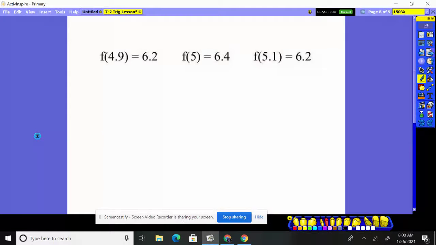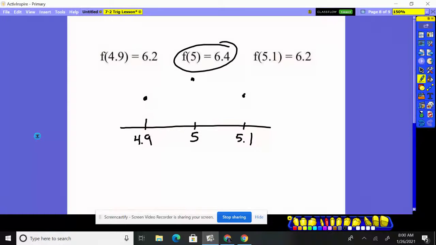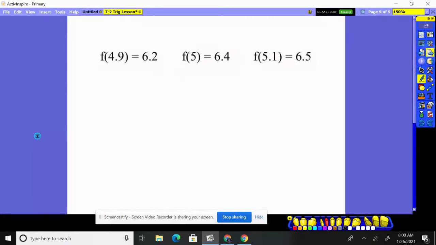So let's say that I said, hey, when I plugged in 4.9 into the equation, I got 6.2. When I plugged in 5, I got 6.4. When I plugged in 5.1, I got 6.2. Well, if you just think about it, here's 4.9, here's 5, here's 5.1. I had a height of 6.2. The next one was higher at 6.4, then it was back lower at 6.2. So what is that middle point? It is obviously a maximum. It's that simple. Let's do one more here.